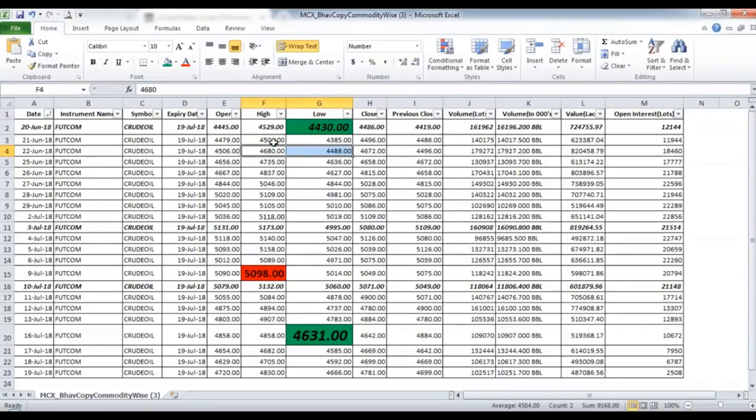So did it break out this level 4504? Yes. It actually closed above 4504 and broke out, and the number of contracts are also very high. So there is some sort of selling which has happened. Now when this has happened, this level 4504 is one level. So this is the level which was broken out.